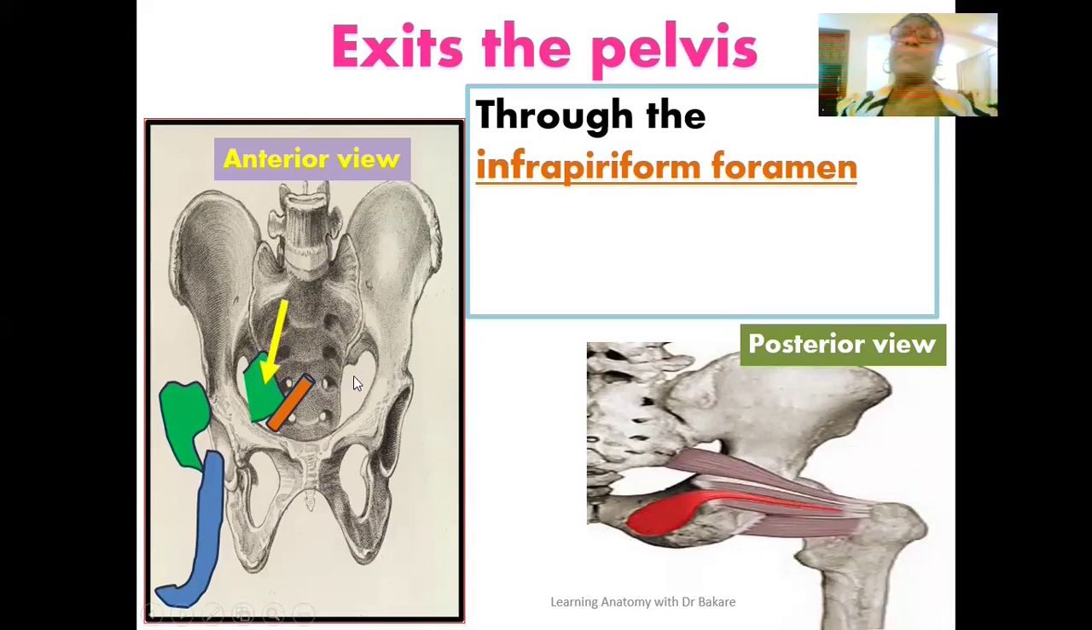So if you look at the path that the inferior gluteal artery runs after it emerges, you see that it is directed towards the inferior border of the piriformis. And specifically, this region is referred to as the infrapiriform foramen. So let's try and use this image by the side to describe how the infrapiriform foramen is formed.